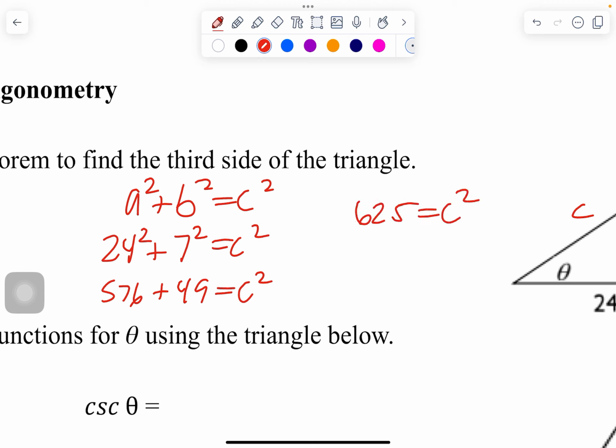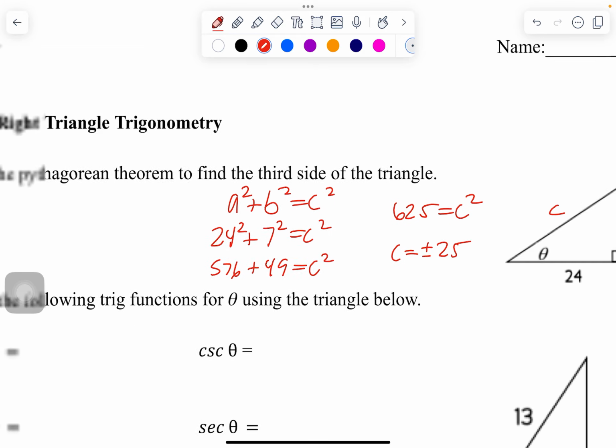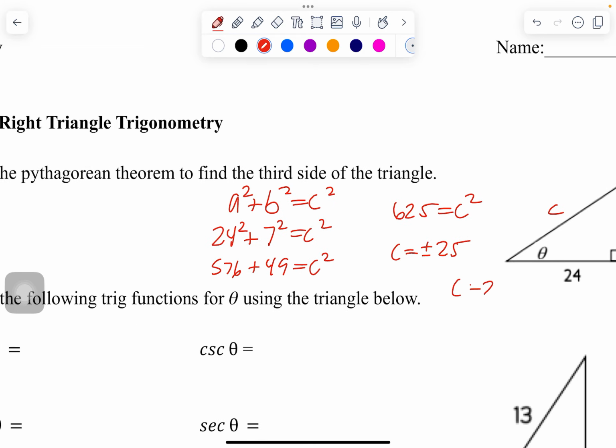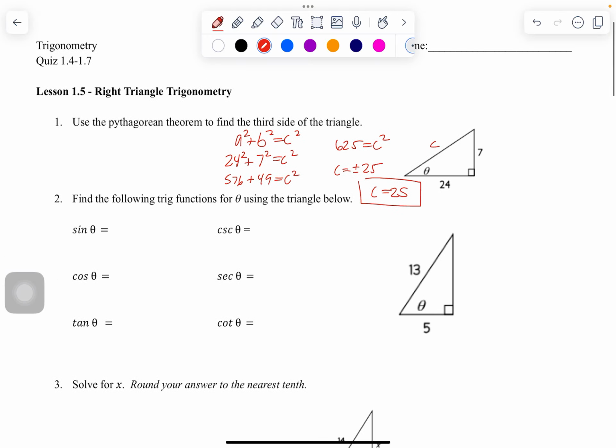And when you square root both sides, you actually end up getting plus or minus 25. But because we're talking about a triangle, the positive answer is the one that we're looking for. So c equals 25. Second problem here, find the following trig functions for theta using the triangle below.